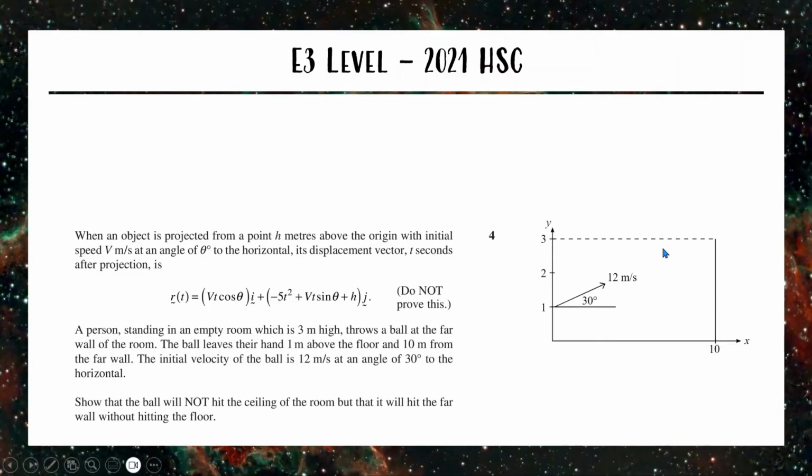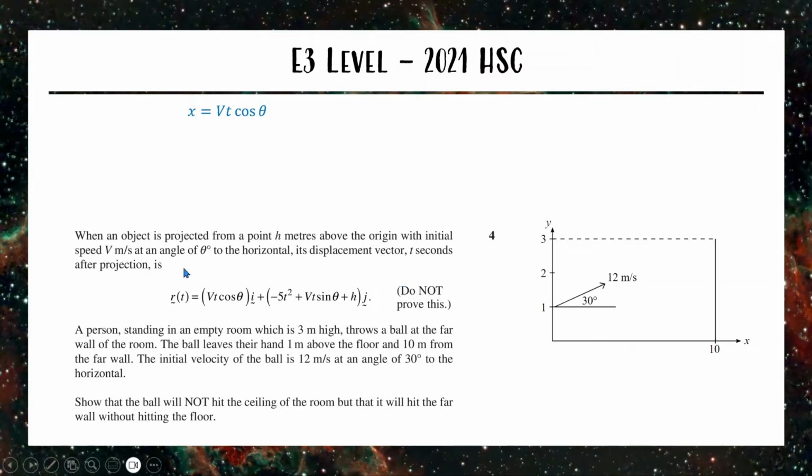Okay, so the way we're going to achieve this is we're going to try and find the maximum height of this projectile, and we're going to show that it's less than 3. We're also going to show that if this wall wasn't here, the ball would land later than 10 meters away. If it's landing later than 10 meters away, logically it's got to hit this wall before it lands. That's the idea here. So we're going to build our equations and then prove those two statements.